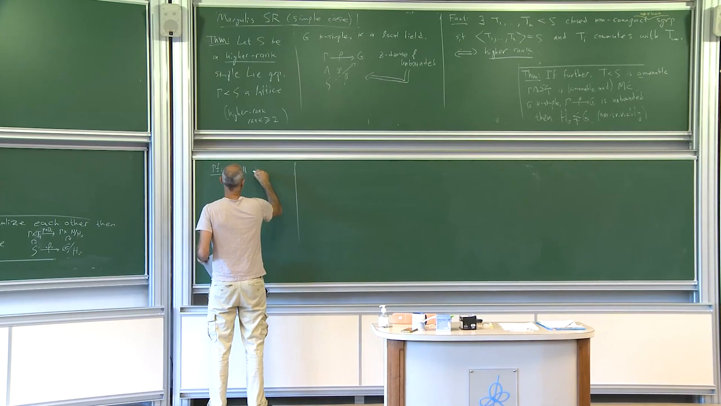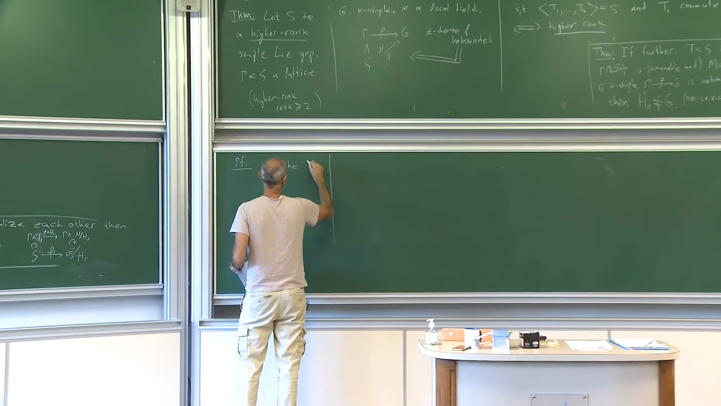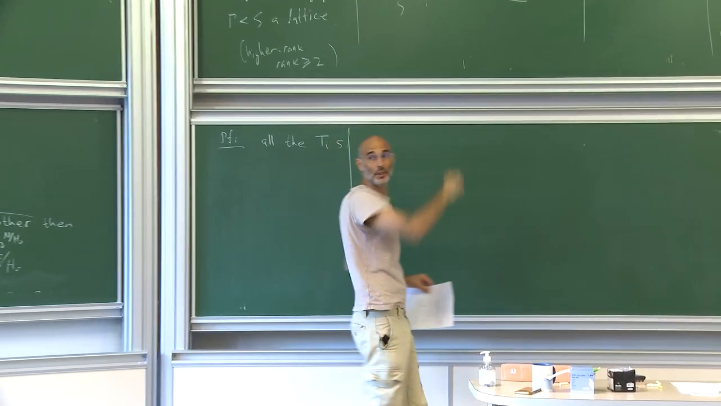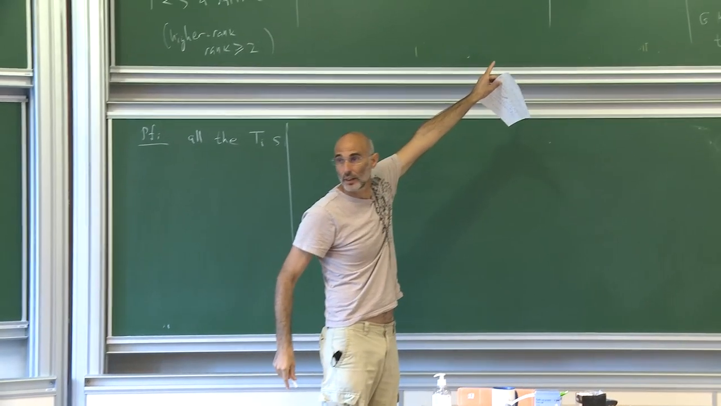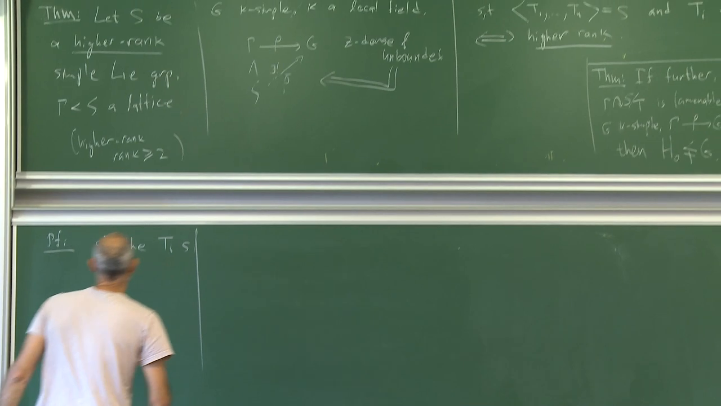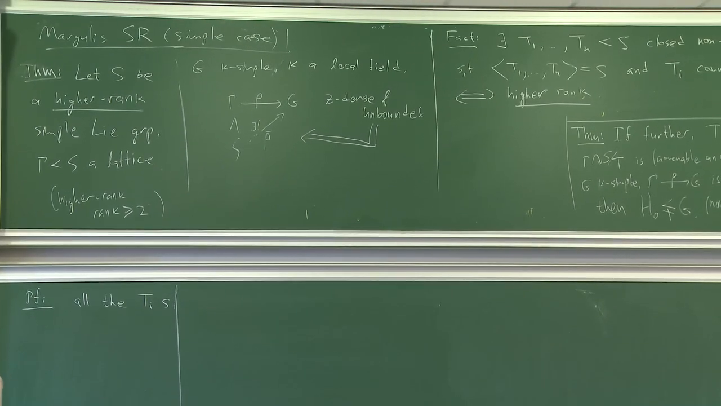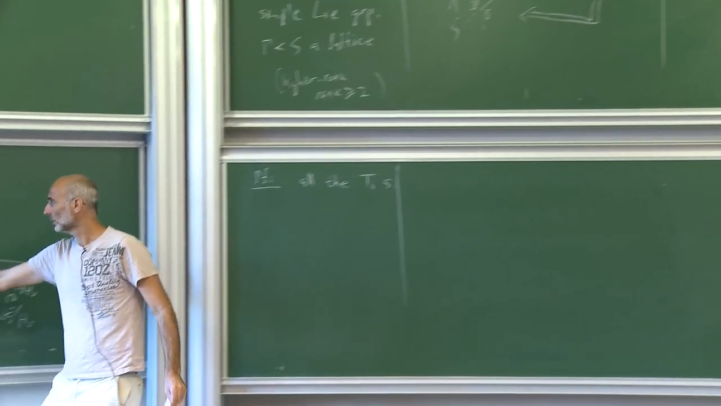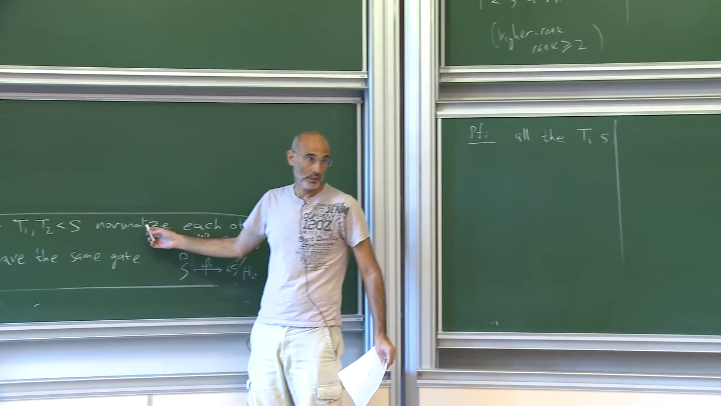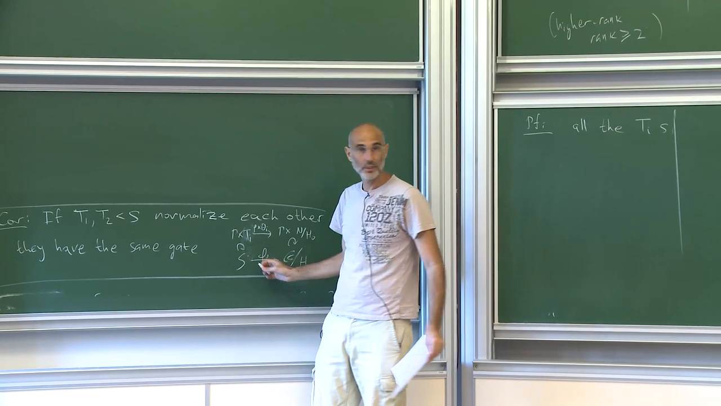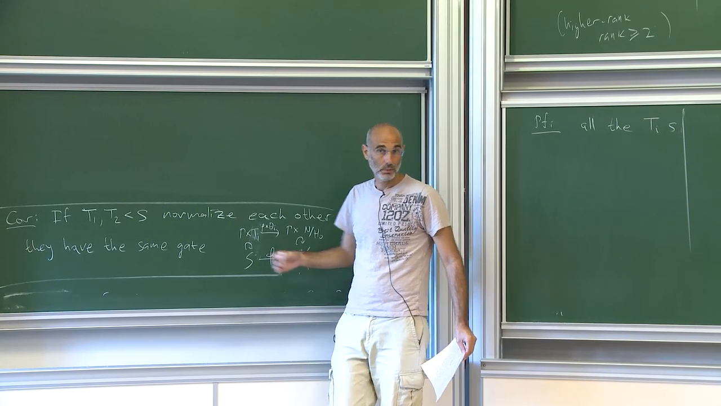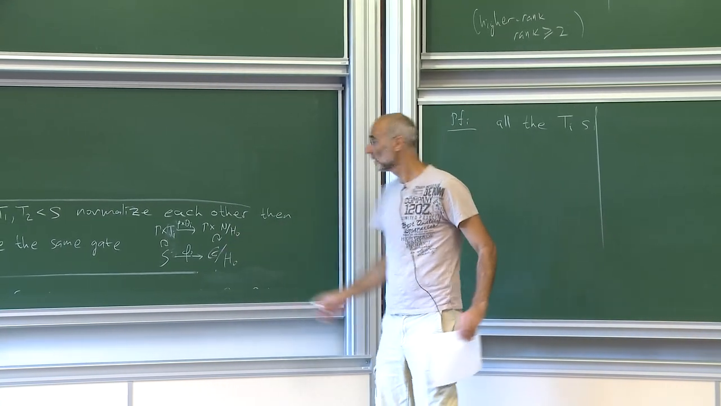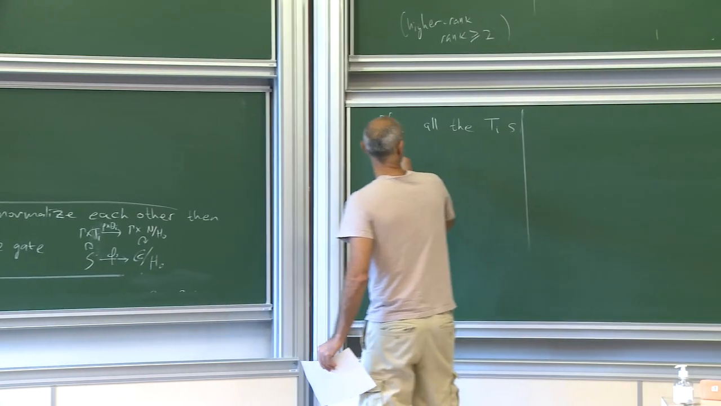So the thing is that all the T_i, the T_i that I presented there in the fact, and I will use this corollary that they normalize each other, they centralize each other, so they have the same H, each pair. But of course, this goes all over the sequence, so all the T_i have the same H.